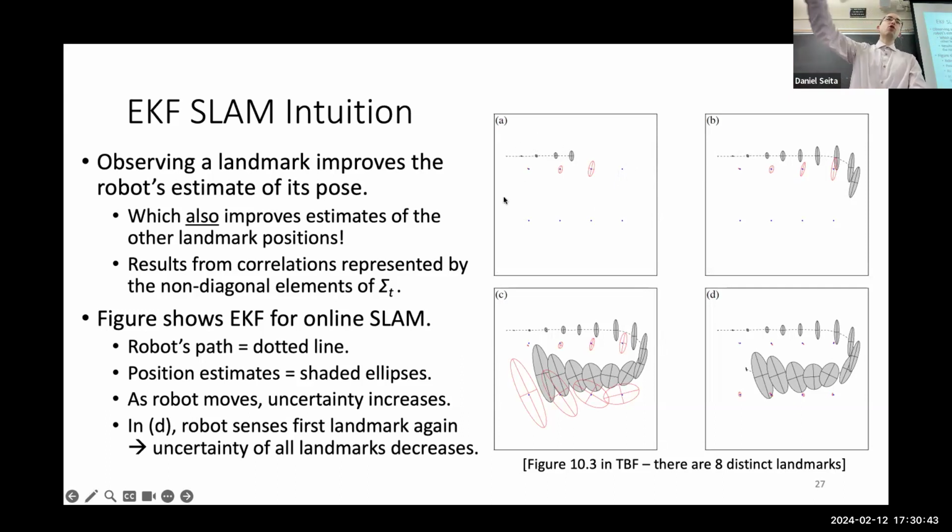Now, as the robot is moving, its uncertainty increases. Because we don't assume we know the exact robot position, because that would just be mapping if we did. But we're doing simultaneous localization and mapping, so we need to get a distribution over both the location and the map.